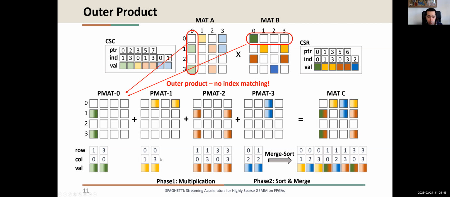So in order to do that, I have these 4 arrays of non-zeros after doing the multiplication phase. Now I have to sort them and then find the non-zeros with the same coordinates, and then I have to merge them, and that is my result. And doing this sorting is expensive in hardware. Sorting is a costly operation in any hardware. But the benefit of outer product is still that we don't need this index matching.